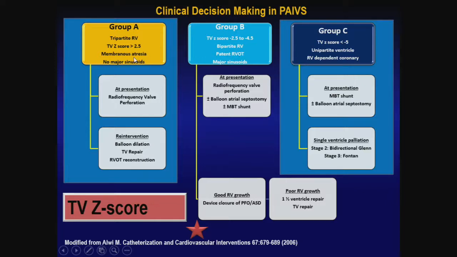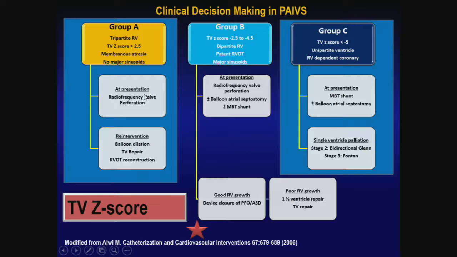But if your tricuspid valve Z-score is more than 2.5, usually the ventricle is tripartite, there are no significant coronary sinusoids, and these ventricles can be decompressed. So you do radiofrequency valve perforation. Now you will ask, some of these patients rarely can have RV-dependent coronary circulation. Yes, it can happen, but it is pretty rare.